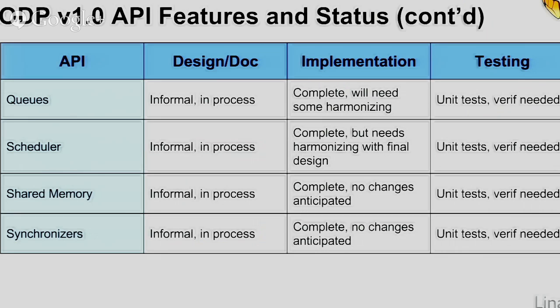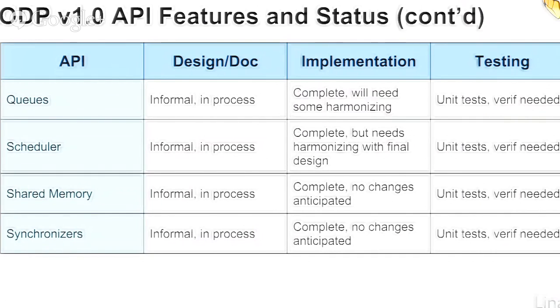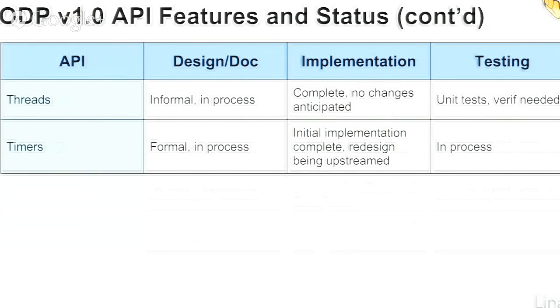Here's some more of the list: queues, scheduler, shared memory, and synchronizers. For all of these we have various APIs defined that provide services in these areas. And threads and timers. For timers, we've gone through 2 complete iterations of the design. We had an initial design and then an improved design, which has just recently been integrated. So it's all part of the iteration that we're doing.